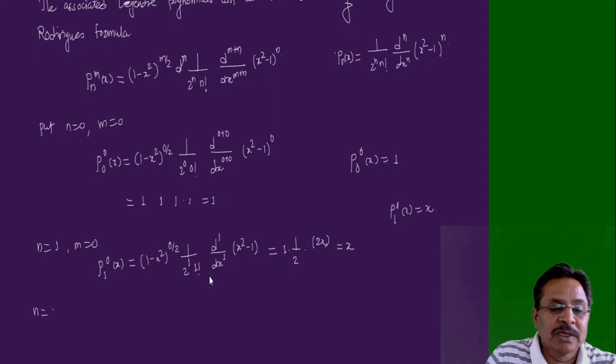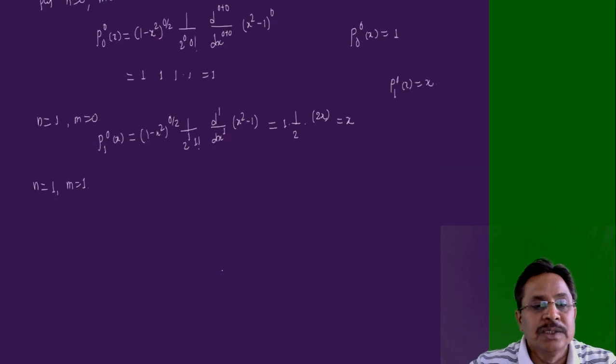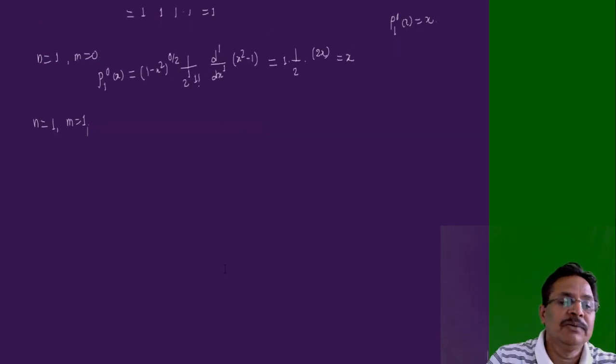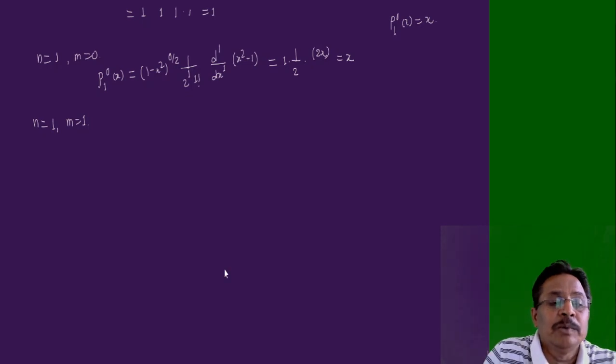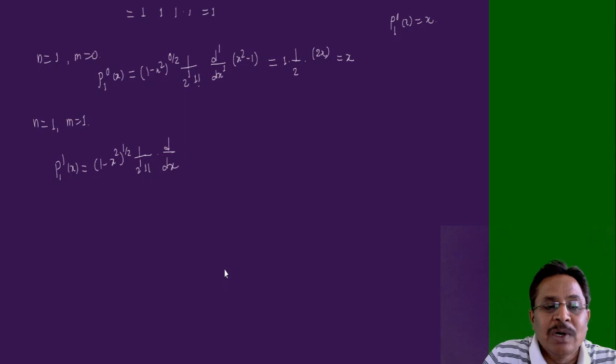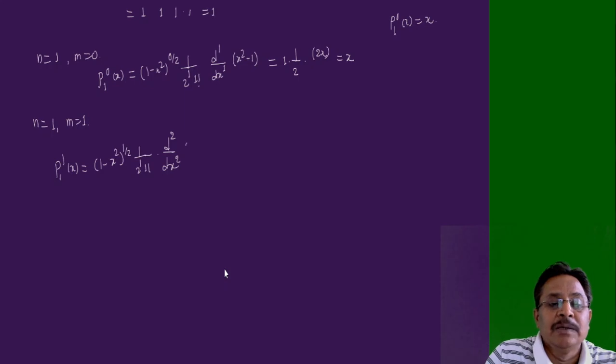Likewise, we can go for several other calculations. n equal to 1 and m is equal to 1. So using this Rodrigues formula, we can obtain all the associated Legendre polynomials. So P11 of x is equal to 1 minus x square, raised to 1 by 2, since m is 1, then 1 upon 2 raised to 1, 1 factorial, multiplied by d square upon dx square, since m is 1 and n is 1, of the bracket x square minus 1 raised to 1.